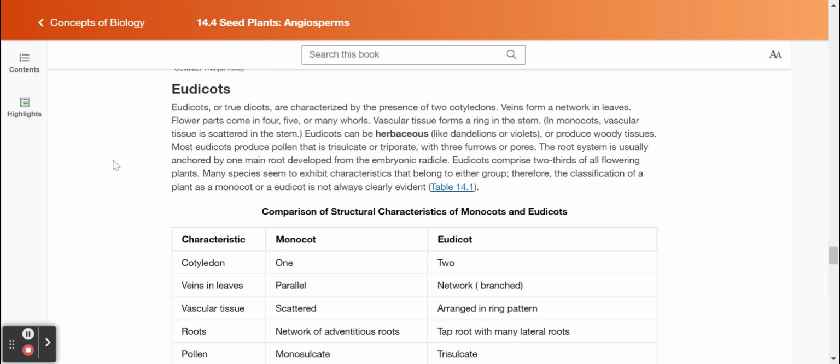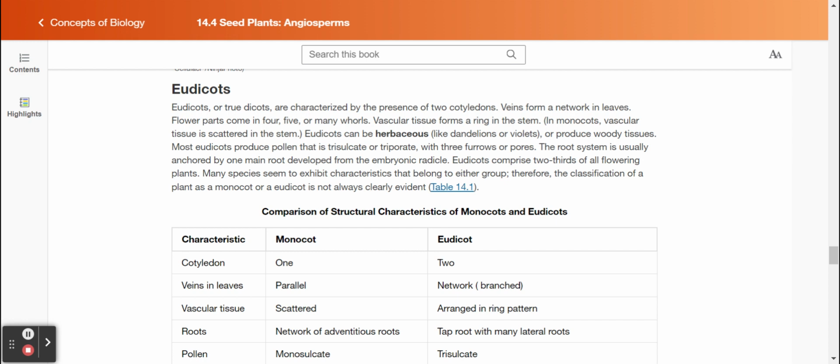Eudicots can be herbaceous, like dandelions or violets, or produce woody stems. Most eudicots produce pollen that is trisulcate or triporate, with 3 furrows or pores. The root system is usually anchored by one main root developed from the embryonic radicle. Eudicots comprise 2/3 of all flowering plants.